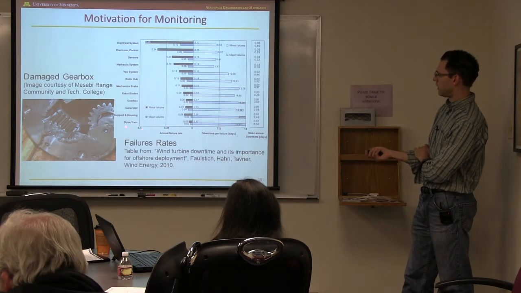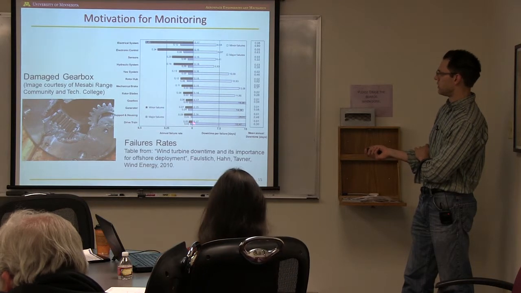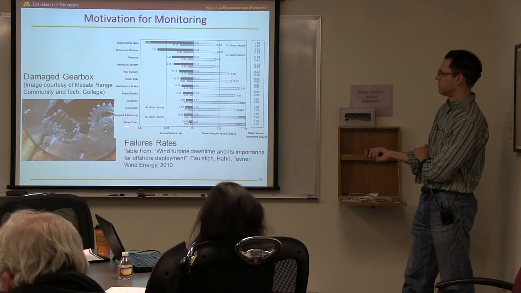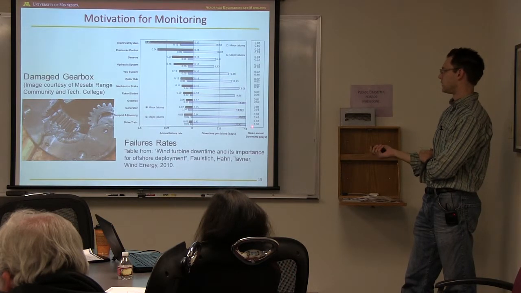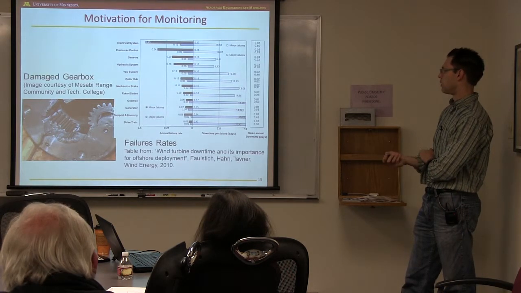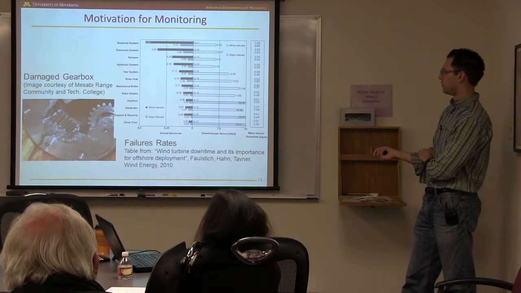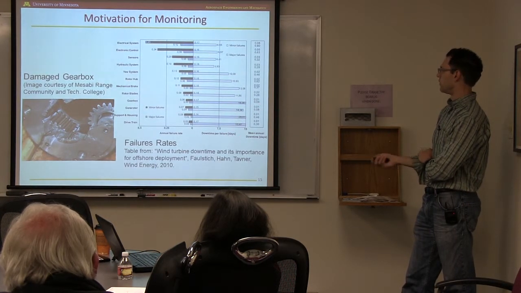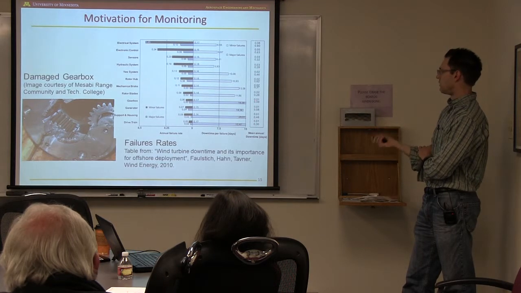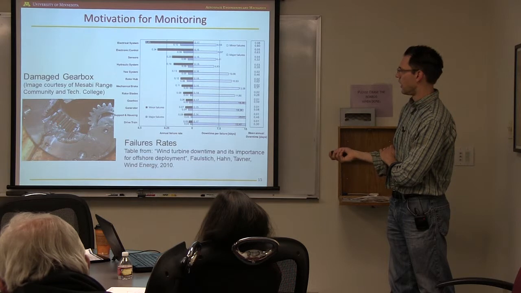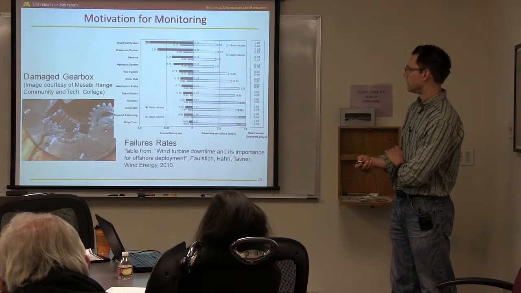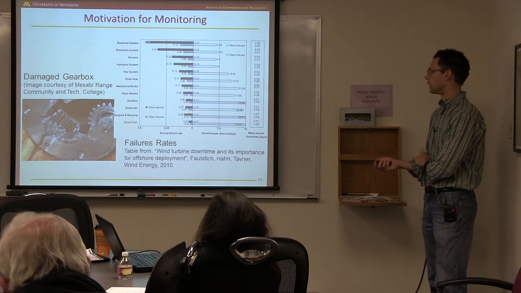So certain failures, like a drivetrain failure, may not happen that often, but if you ruin the gearbox, you have to bring a crane out to site, and the turbine will be shut down for a couple weeks. So there are a couple failures that can happen infrequently, but they have long failure times, and then there's the average downtime. So here's an example of a damaged gearbox. You just basically pitted the teeth, and then you had to replace the gearbox.